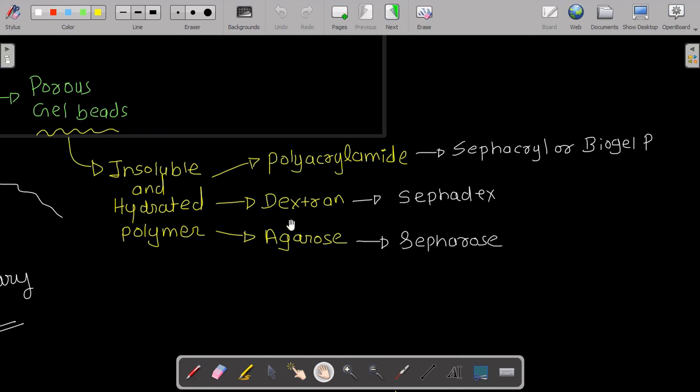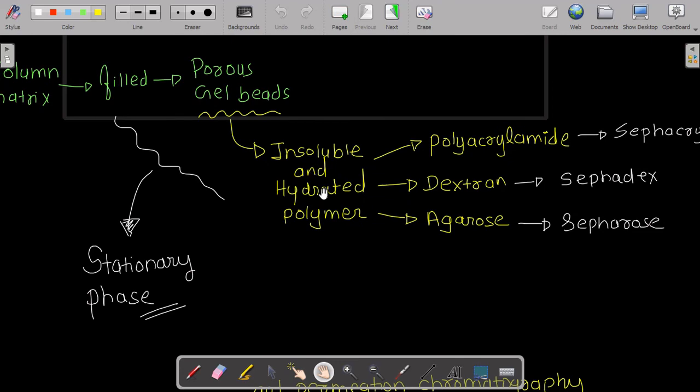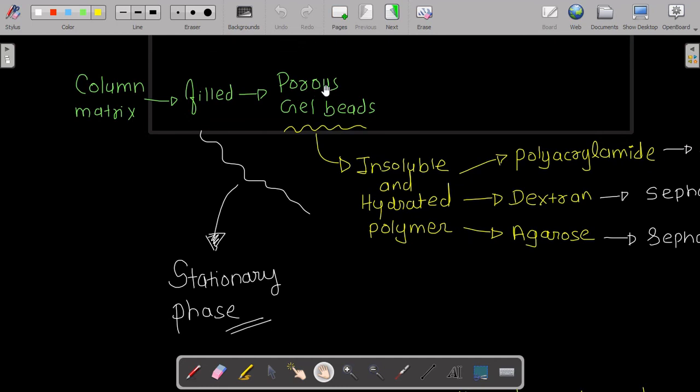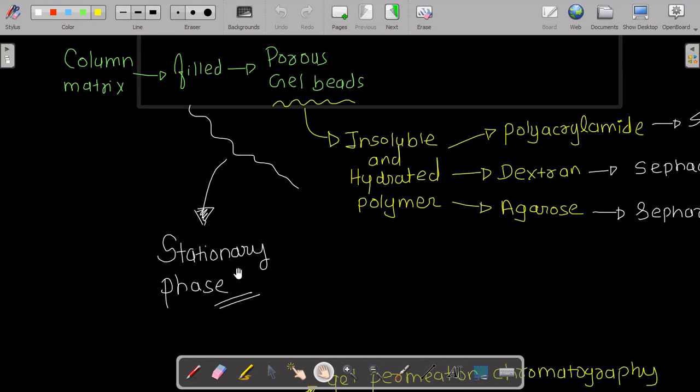So these three kinds of insoluble and hydrated polymers are used to make the porous gel beads, and when the column matrix is filled with these porous gel beads, this acts as the stationary phase in size exclusion chromatography. So the stationary phase is a column matrix filled with porous gel beads made up of polyacrylamide or dextran or agarose.